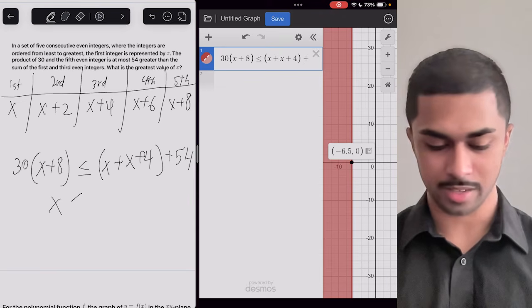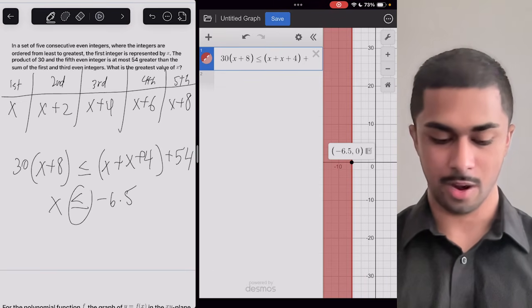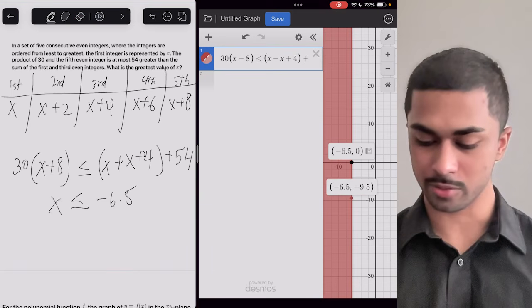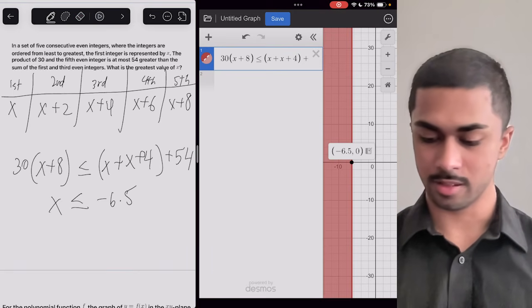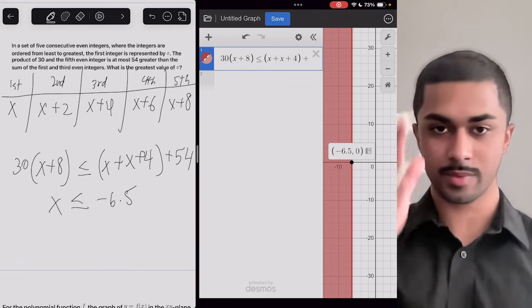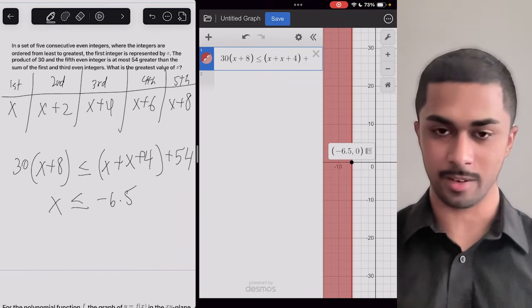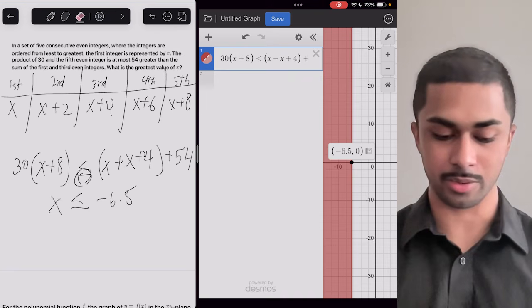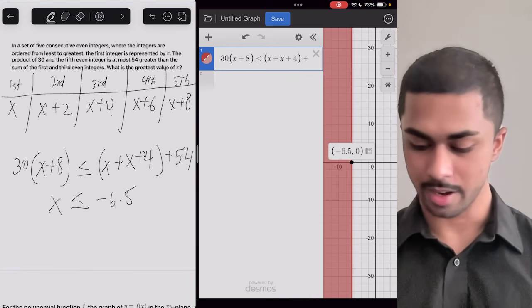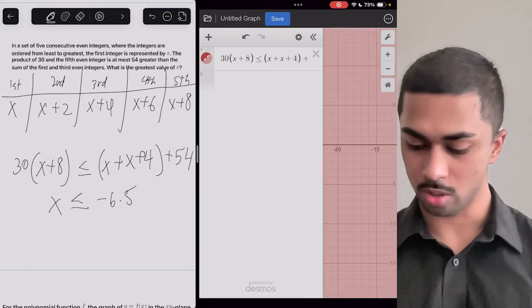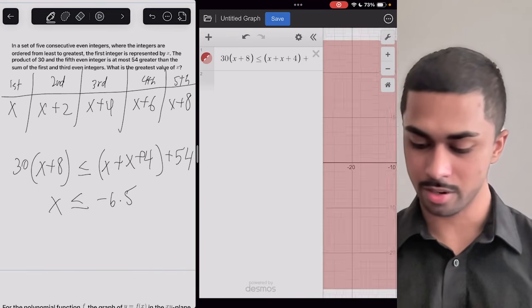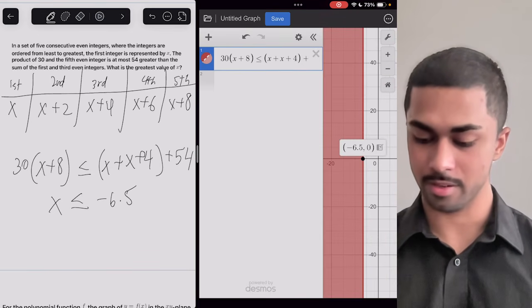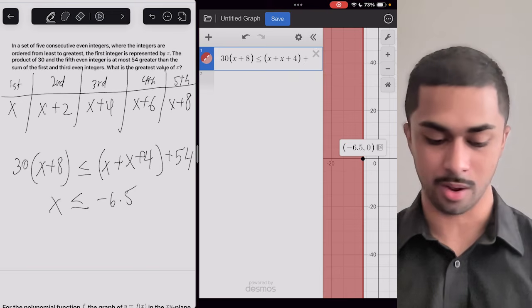X has to be less than or equal to negative 6.5. Now, I know that it's less than or equal to because, first of all, the line is not dotted. It's a solid line, meaning there has to be an equal to because there was an equal to here. And I know that it's less than because all of the numbers in the solution region are less than this original number, negative 6.5.